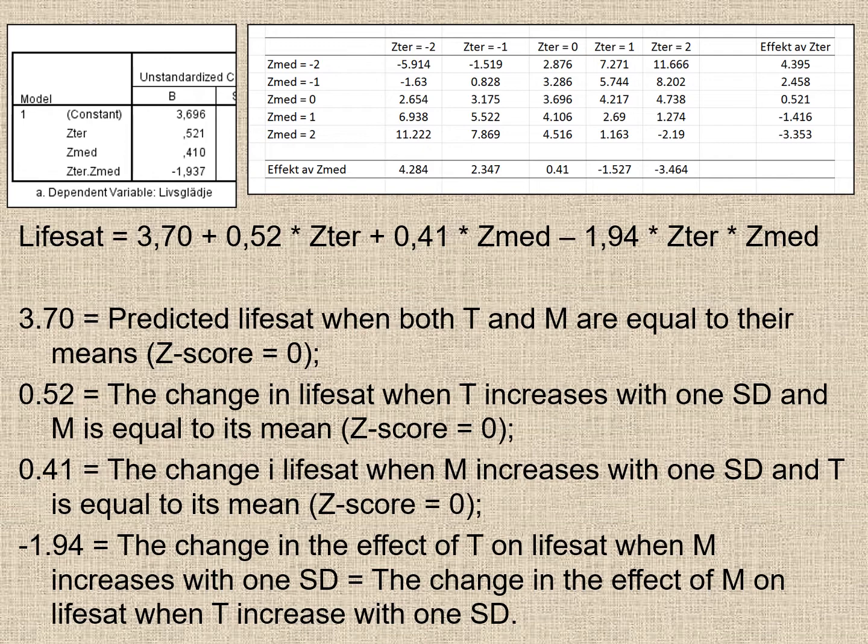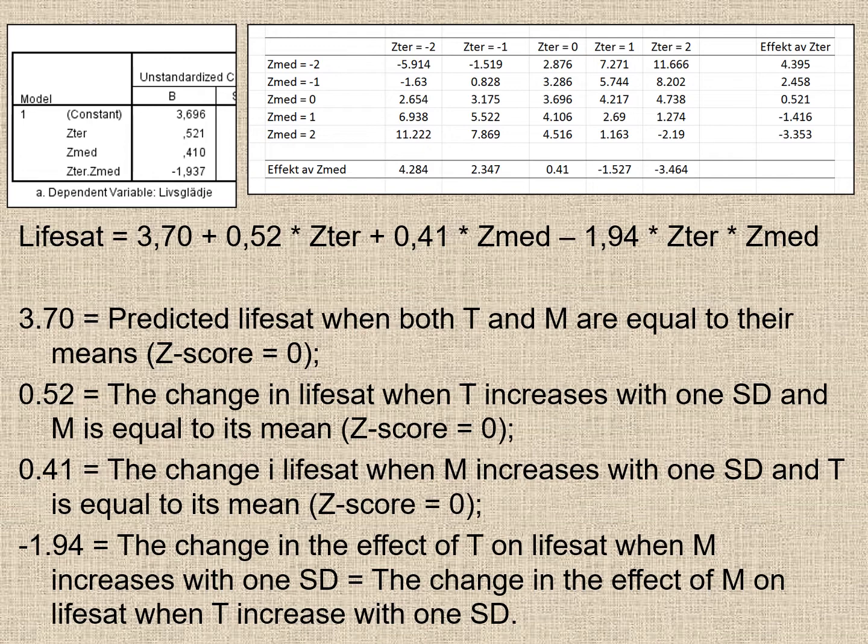Let's start here. If zeta medication is 0, and I predict the life satisfaction from 5 different levels of therapy here. So we see if we go from -2 to -1, life satisfaction increases from 2.6 to 3.18. And then if the therapy increases one more, life satisfaction increases to 3.7 and so on. At this line.